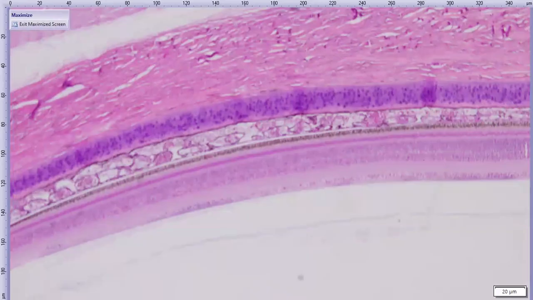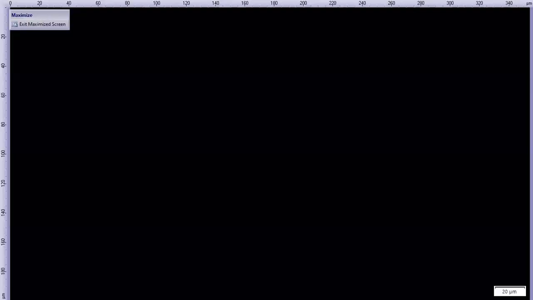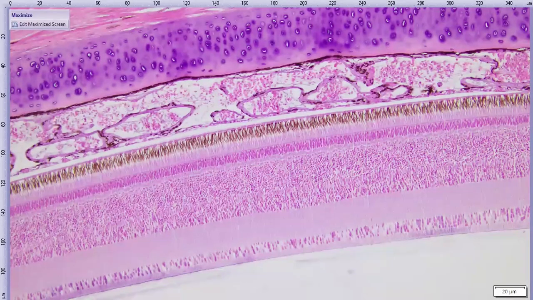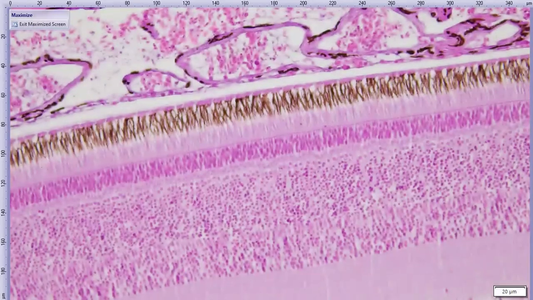So I see the pigmented layer. And I see a whole bunch of... Which layer are the ganglia? The innermost cellular layer is the ganglion cells. So there they are. Down there? Those kind of larger cells. Those are the nuclei of the ganglion cells.